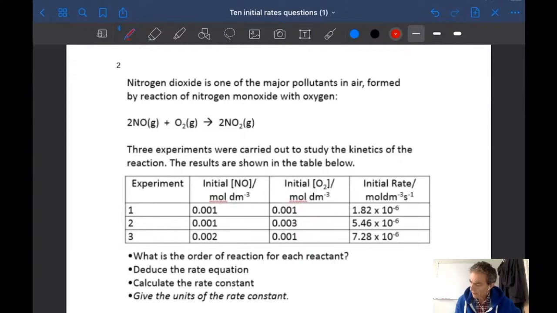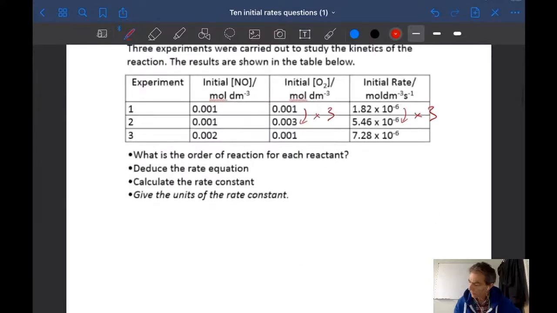So if you look at experiments 1 and 2, the NO concentration is staying at 0.001 for both of them. So what's happening to the O2 concentration? It's gone up by a factor of 3. What's happening to the rate? These numbers aren't as straightforward as before, so all you need to do is divide the big number by the small number to see the increase. That's a threefold increase as well. So therefore, it's first order with respect to O2. So we'll just write that in.